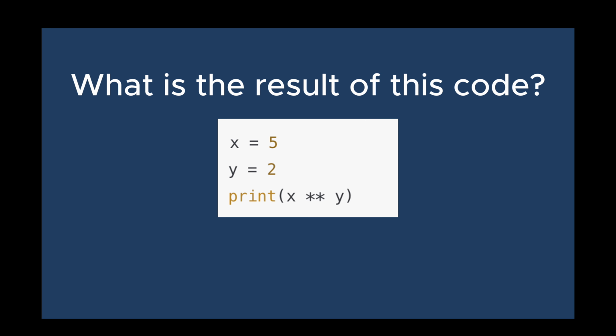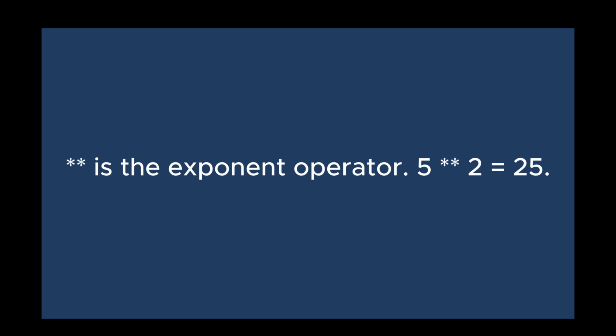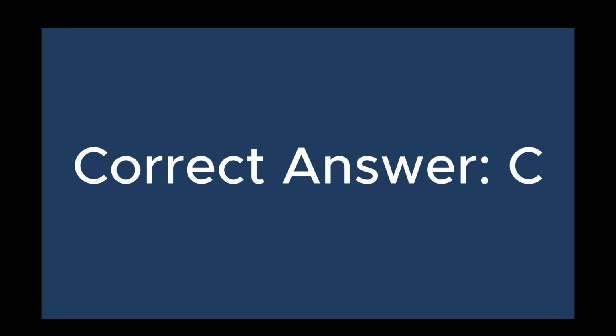Alright, last question. What is the result of this code? A. 7, B. 10, C. 25, or D. 3? The two star symbols in a row mean it's the exponent operator. So since x is 5 and y is 2, basically this means print 5 to the power of 2. So 5 to the power of 2 is 25. So the correct answer here would be C.